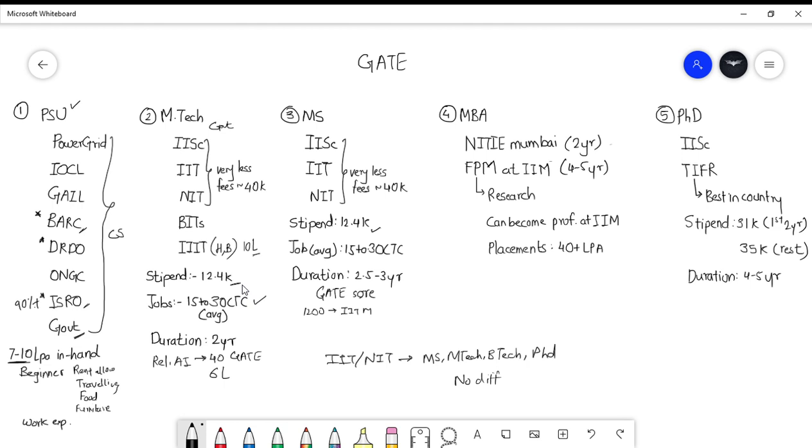Of course, the work culture might be better outside of India, but if you want to do the MS, then this is one of the cheapest options, because again, fees will be very low. You will still be getting 12.4k as stipend, and you are in one of the top institutes of the country. Now, one thing you need to remember is that here you will have to publish a research paper. Okay, so keep that in mind.